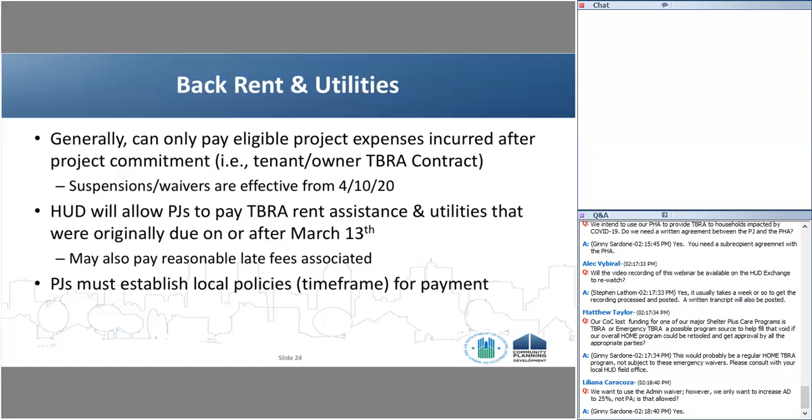Finally, I want to state that PJs that want to seek to provide rental assistance to otherwise eligible tenants prior to the March 13th date will have to contact HUD and request a waiver providing just cause. So at this point, the practical guidance is that you can go back to any rent or utility bill that was originally due on or after March 13th and include that in the assistance that you deliver.